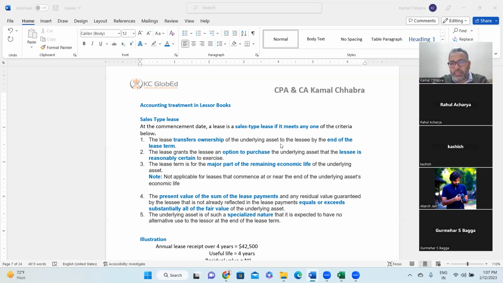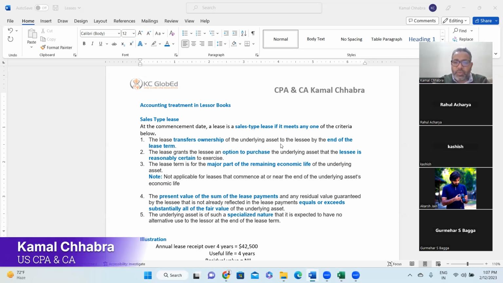So generally, if it is just for 9 months, then it may not fall into the sales type lease or finance lease. It can be an operating lease, but if any of criteria 1, 2, 4 and 5 is met, then it is considered a finance type lease.